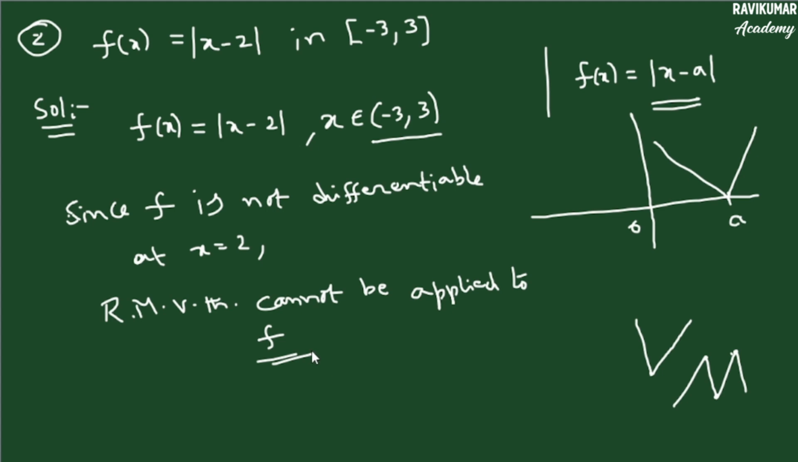Out of three conditions, if one condition fails, we cannot apply Rolle's mean value theorem for the given function. So you need not check the other two. In fact, the first condition that f is continuous is true. There are no breaks in the graph. Therefore, it is continuous everywhere, but it is not differentiable at x equal to 2. Okay.